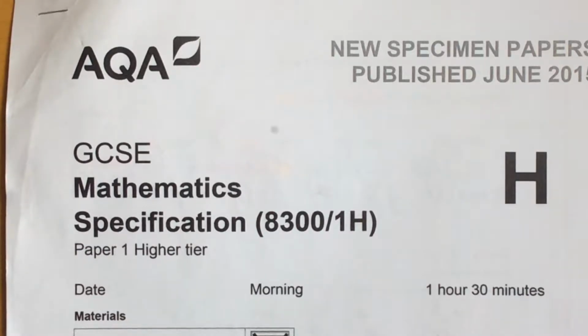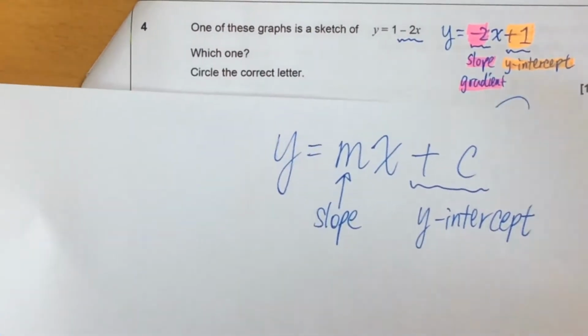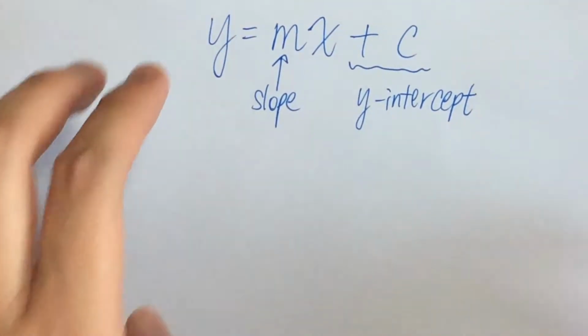Now let's take a look at questions 4 and 5 of this paper. For question 4, they asked you for which of the following graphs A, B, C, and D is y equals 1 minus 2x. So the first thing you should know before any of this is this formula, actually this equation.